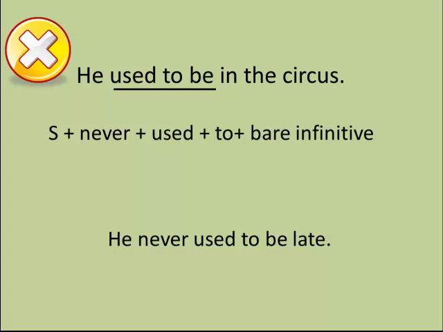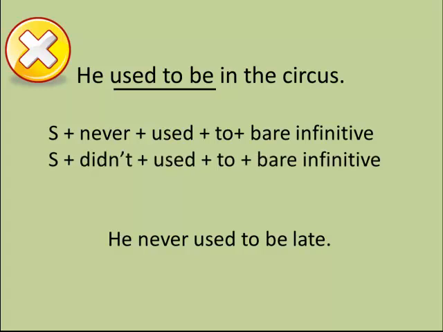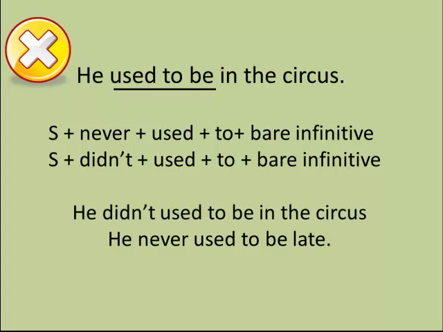No. So he never used to be late is the negative. Learners might want to say this: he didn't used to be late. Now that's possible. Didn't used to be in the circus, for example. That is possible. You see I've got a D on the end of that used. Now Swan says that that's possible there or not, so I'm happy to accept that.